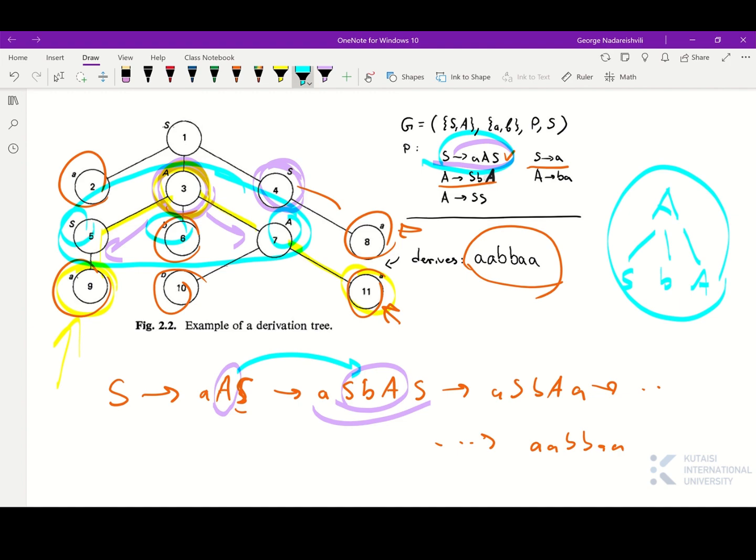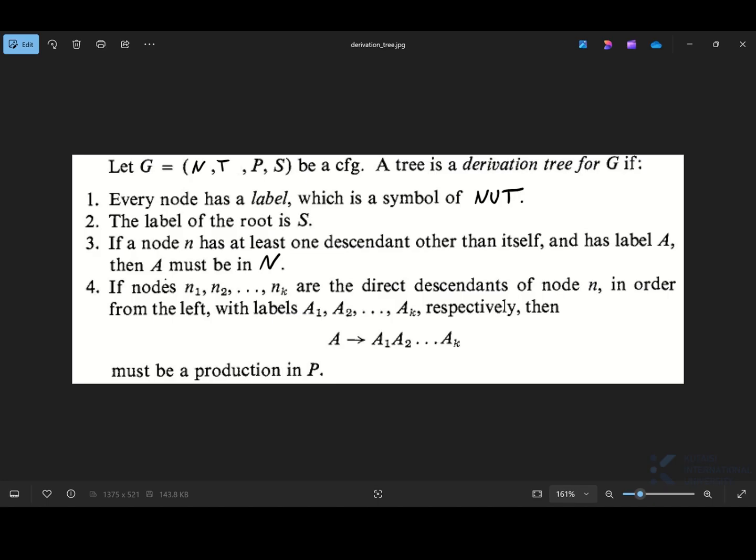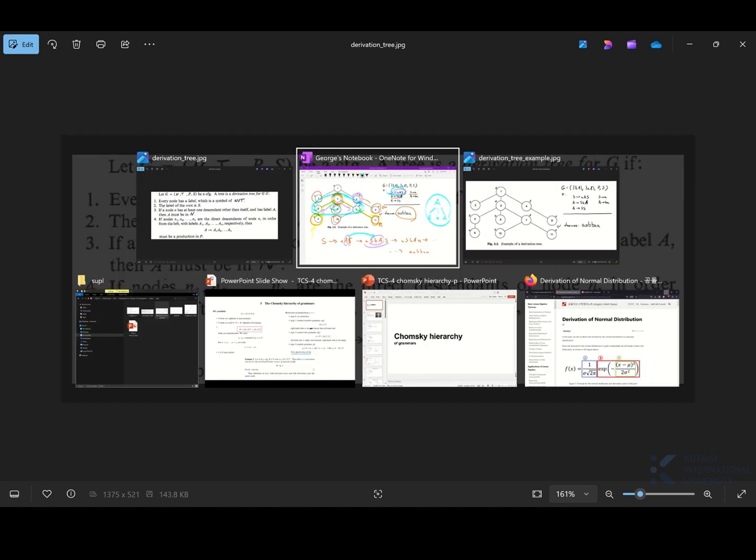And this was, by the way, this is the requirement. This is requirement number 4, that if I have a node n and descendants, this has to be a production rule. This is what number 4 says. That if you have a node n and its descendants n1, ..., nk, and they are labeled like this, then it has to be a production. I can only expand my tree following the productions.